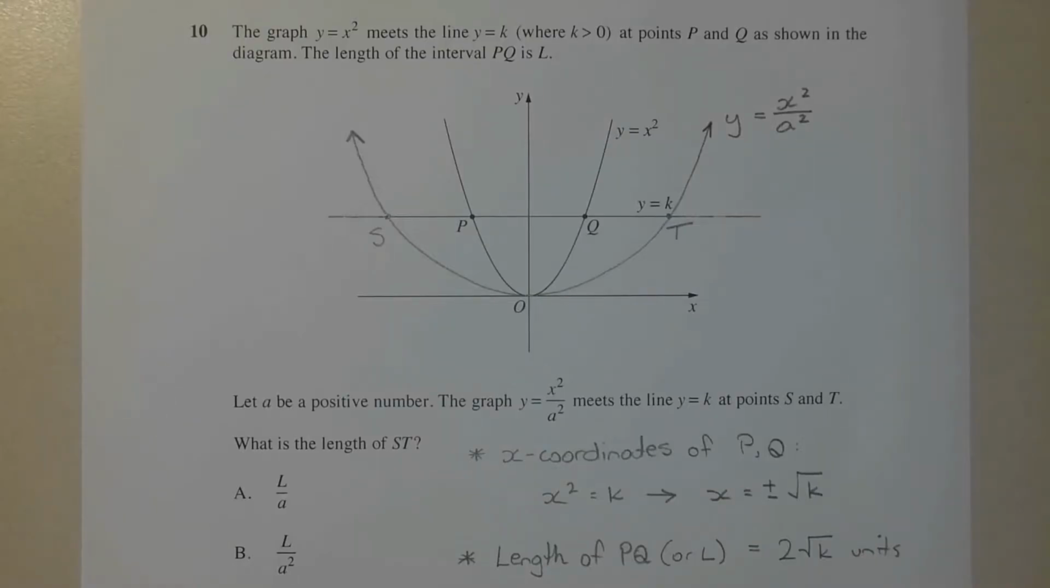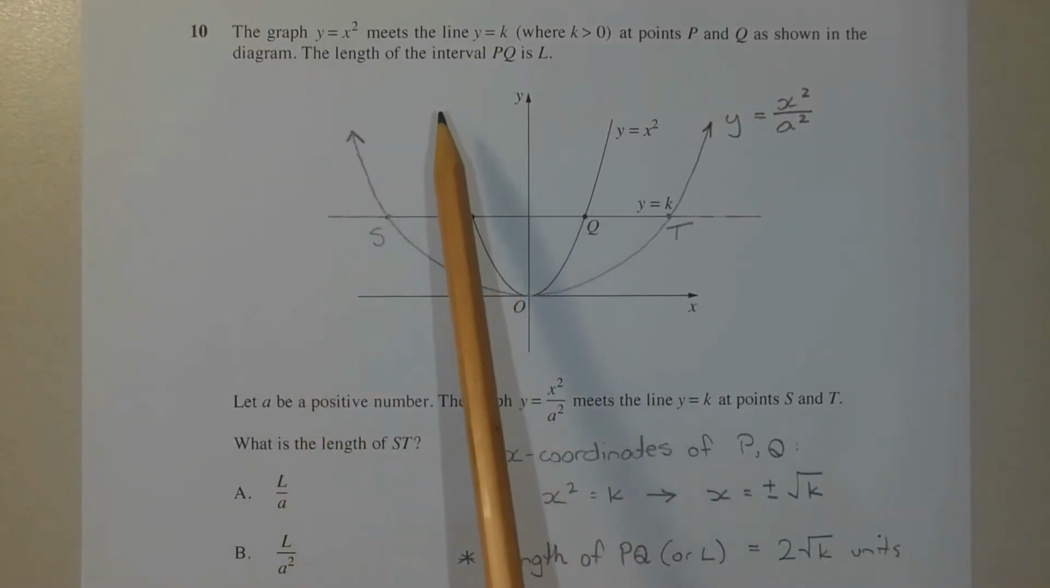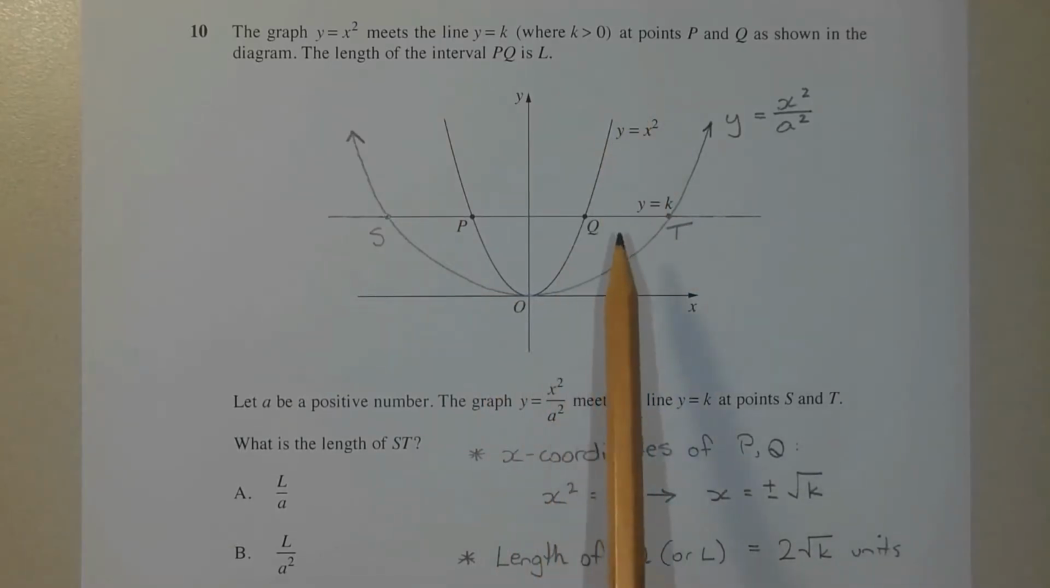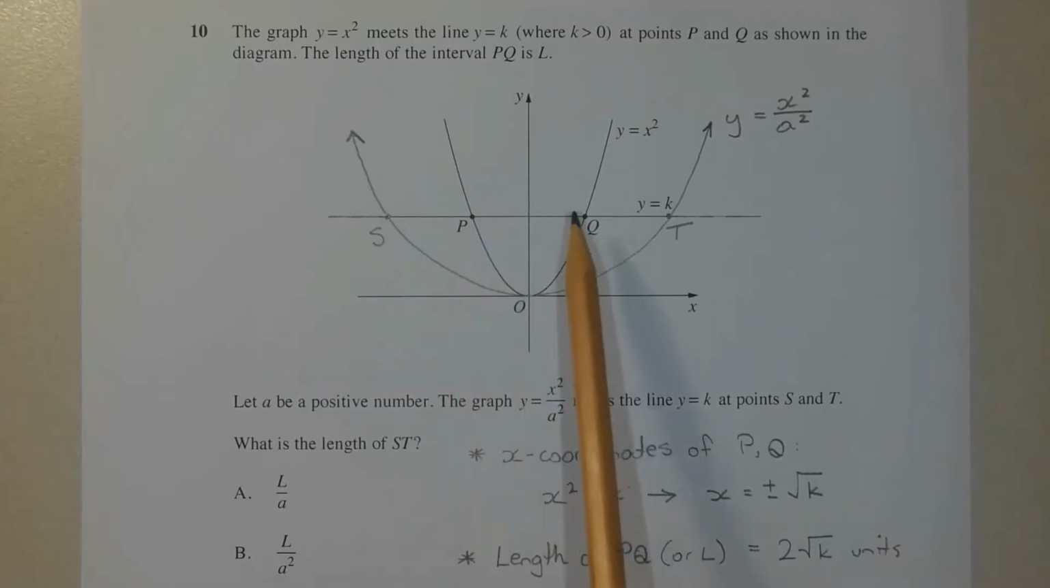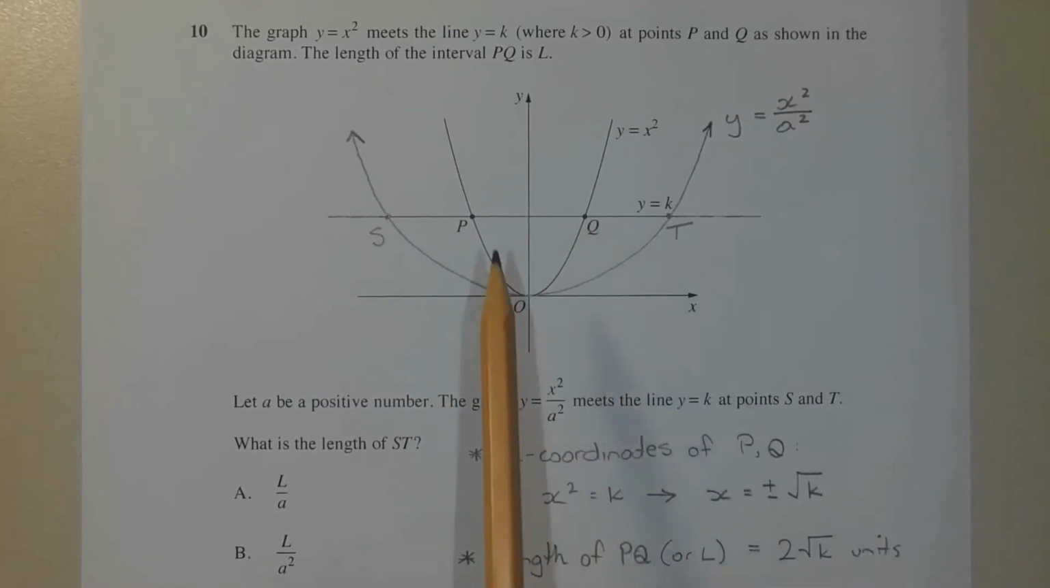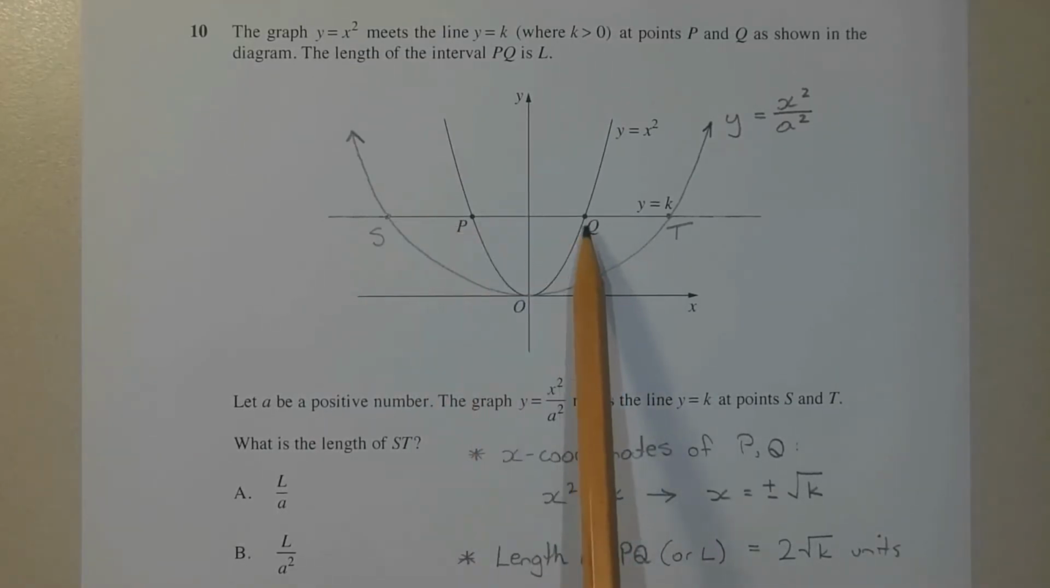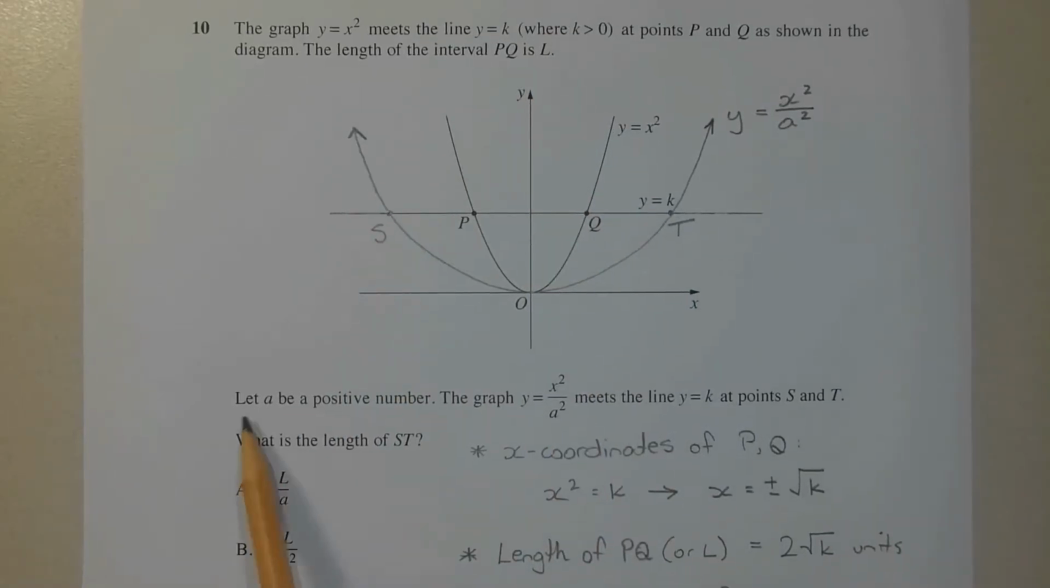Let's go through the question. So we have a graph, a parabola, y equals x squared, meeting the horizontal line y equals k at points P and Q. Now, the length of interval PQ is represented with the capital letter L. Now, let a be a positive number, and the graph of y equals x squared over a squared meets the line y equals k at points S and T.